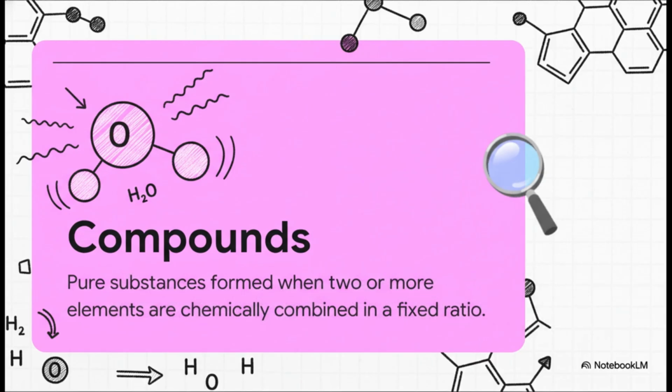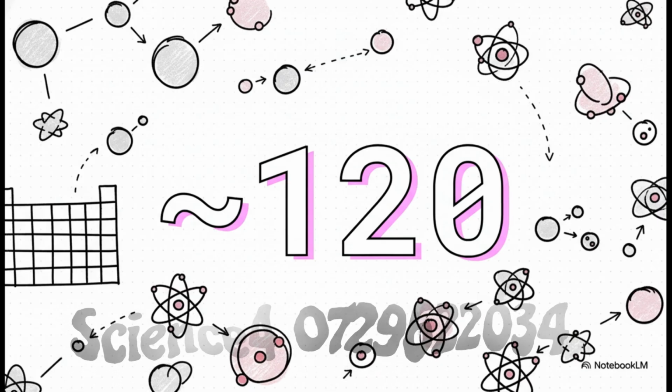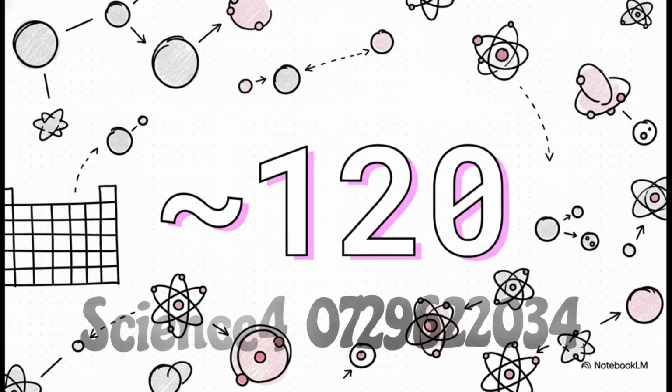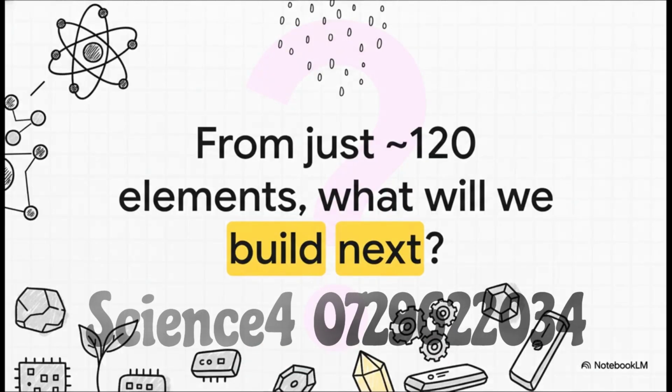It's incredible. So let me ask you, how many of these basic building blocks, these elements, do you think there are to make, well, everything? Thousands? A million? The answer is kind of mind-blowing. Right now, we only know of about 120. That's it. Think about that for a second.